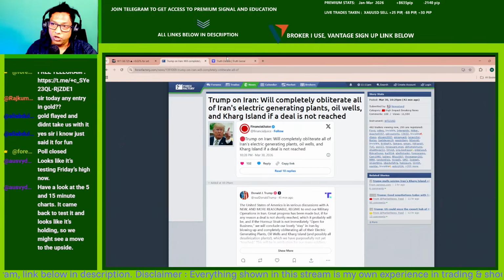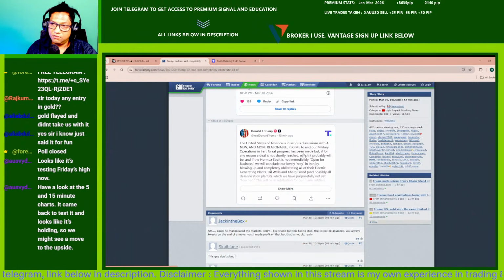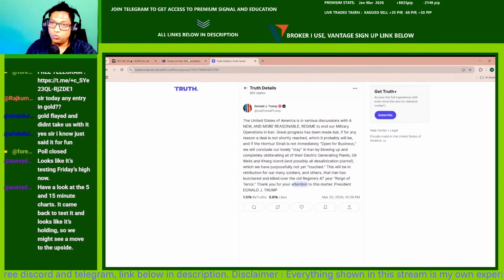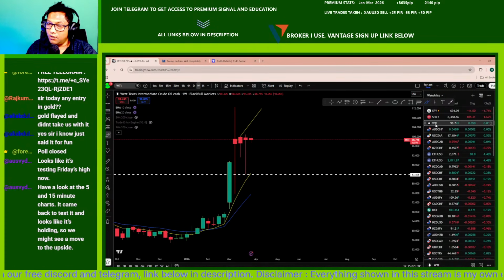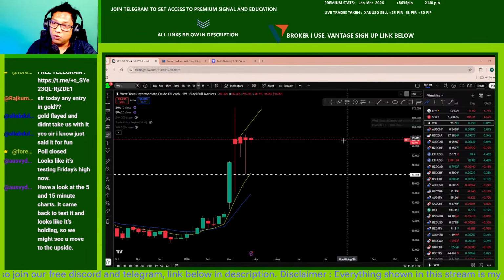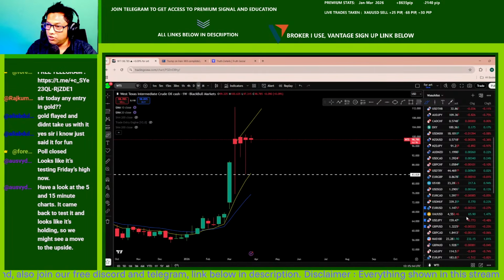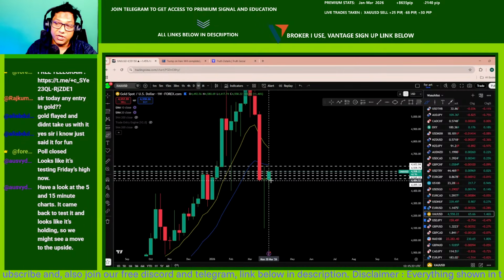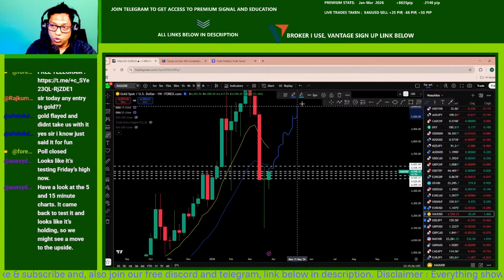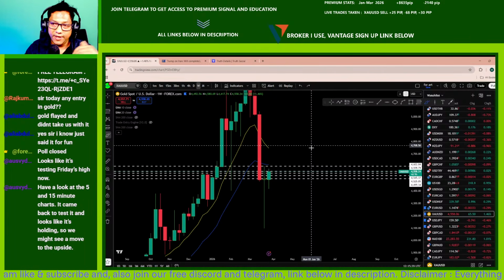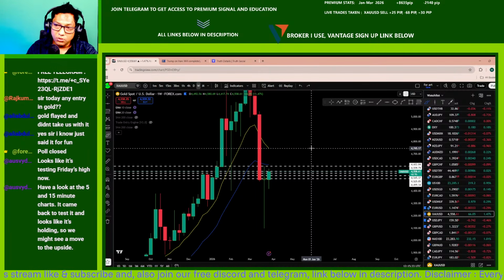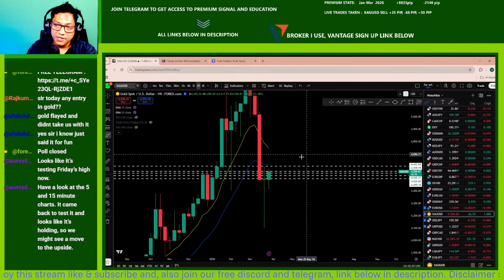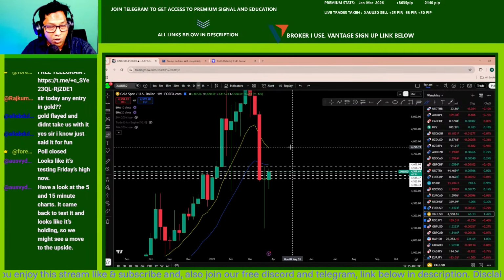However, if the deal is not reached and these things happen, that means the obliterating of energy plants, oil wells, Kharg Island, then we might see something different. So in the first case, if the deal is reached, oil might come down, gold might go up, because they usually go mirror of each other. In that case, with this weekly candlestick pattern, if the deal is reached, we might see gold going back again to the upside. Because when the energy price slows down and the economy becomes stabilized, gold again might go up here.